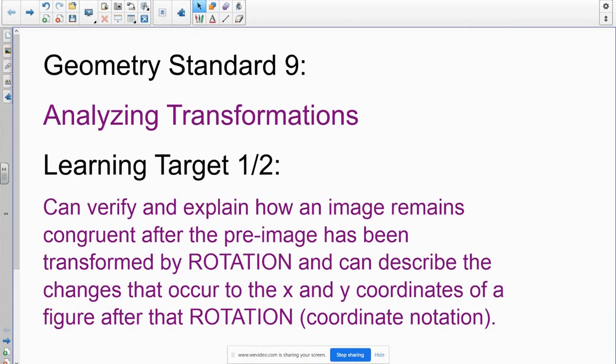Geometry Standard 9. We're still looking at analyzing transformation. This time in Learning Target 1 and 2, we're going to look at the rotation. So we've looked at translations, the slide, we've looked at the reflection, the flip, and now we're going to look at rotation. We're going to be able to look at how they remain congruent, actually do the rotations, and actually look at the XY coordinates and what happens to them.